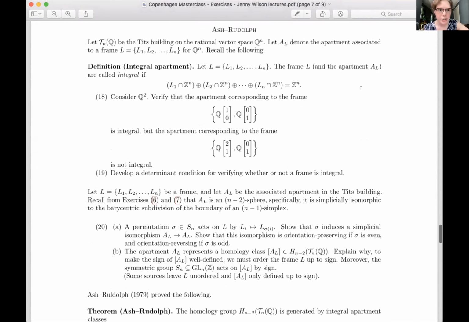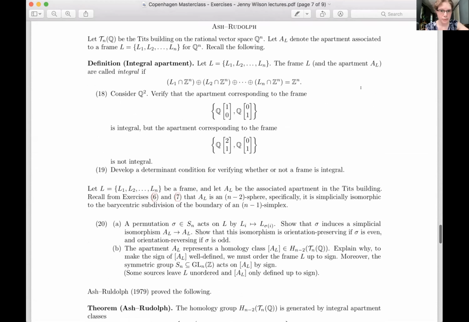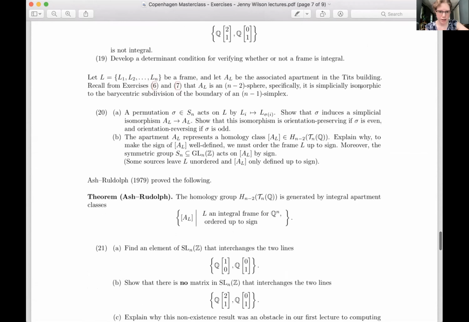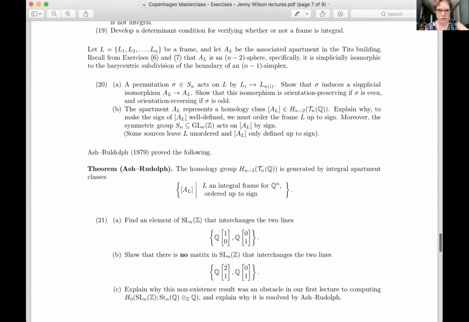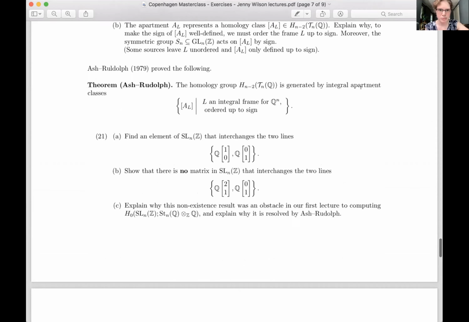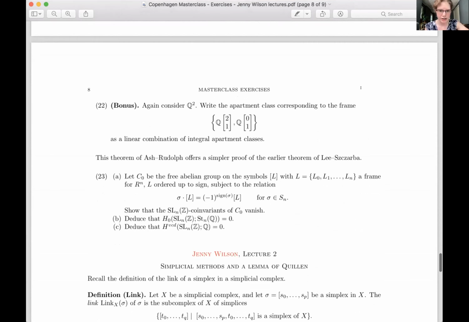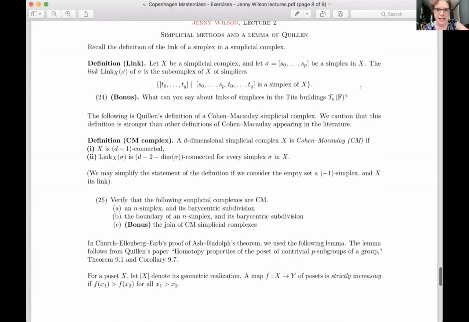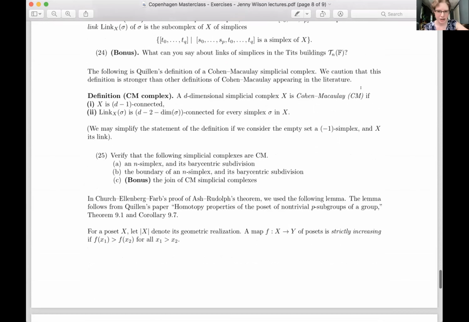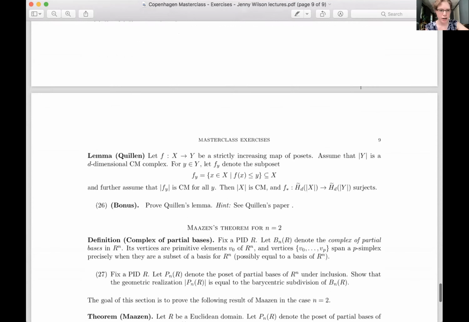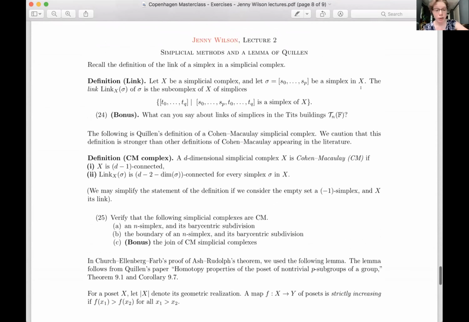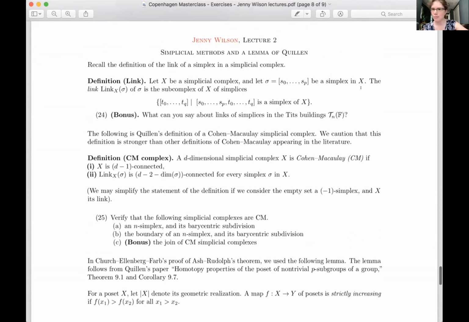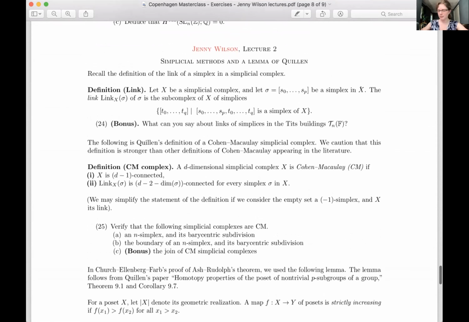Great. And here are exercises pertaining to the Ash-Rudolph theorem. These relate more directly to, and might be a repeat of, results that we proved together in the lectures. And then finally, the exercises for today's lecture are all, I think, asking you to rework the results that we proved together in lecture, plus, if you're feeling ambitious, to prove Quillen's lemma on maps of posets.